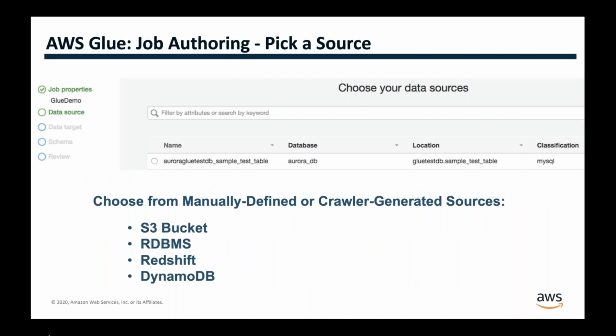So this is essentially picking from a data source that you have access to. It can be in your account, it can be in another account, it could be just over the network. But these are the sources that Glue can pick from, right? So S3, RDBMS, so MySQL, Postgres, anything on RDS, and Redshift and Dynamo.